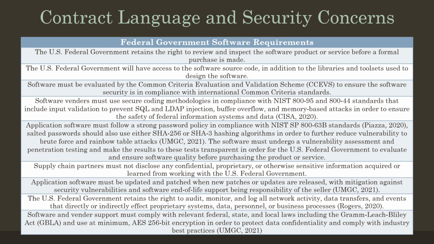One critical item near the bottom is that supply chain partners must not disclose any confidential, proprietary, or otherwise sensitive information acquired or learned from working with the U.S. federal government, right? And then, of course, you look at the last item here. All business partnerships need to be in compliance with relevant international, federal, state, local laws, right?